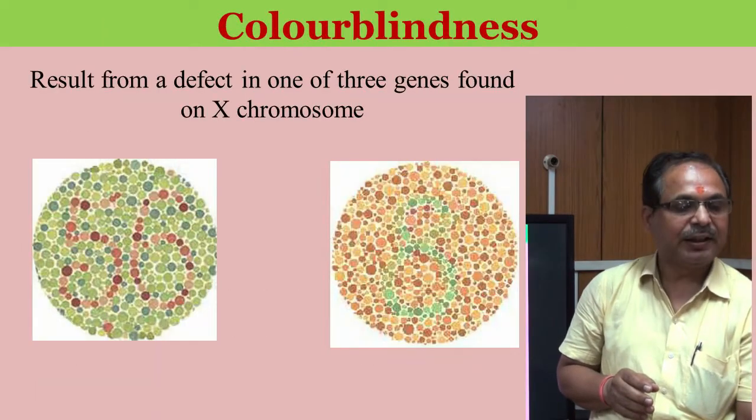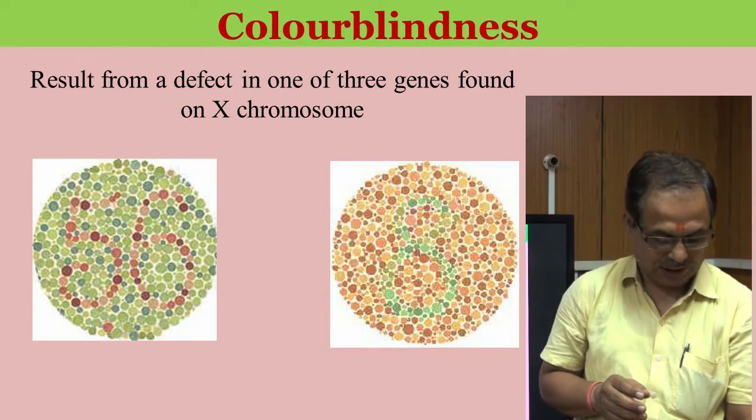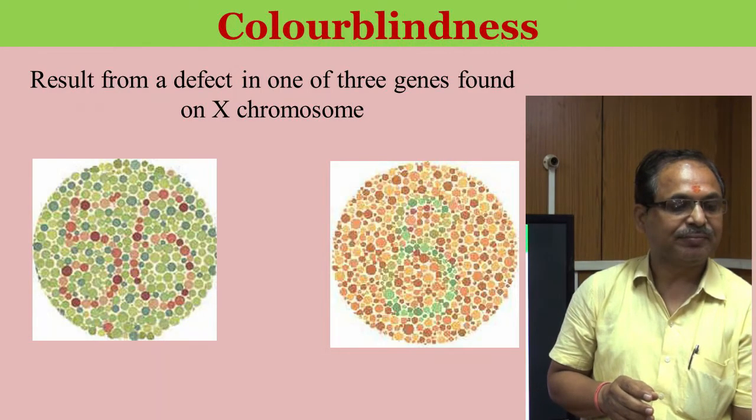We can see here that color blindness results from a defect in one of the 3 genes found on the X chromosome.